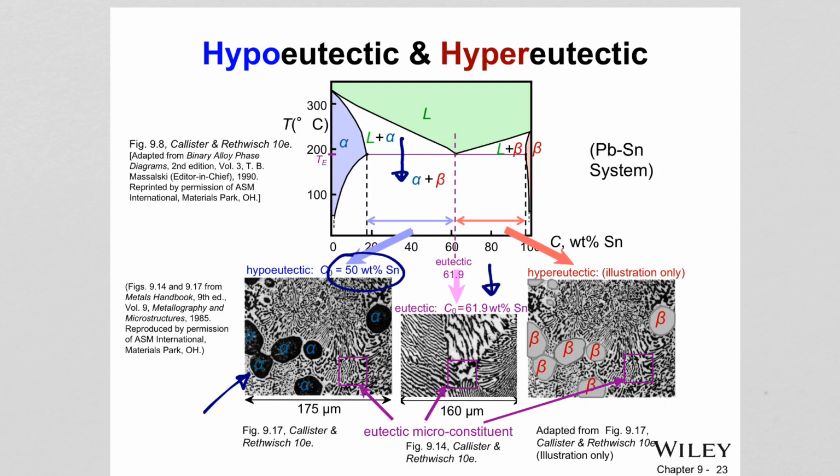And this is how it looks in eutectic composition. And after the eutectic composition, it's called hypereutectic. In this case we start with beta and liquid, and then when we cool down, liquid turns into alpha and beta. This time beta particles stay and the liquid converts into the eutectic structure, alpha and beta.